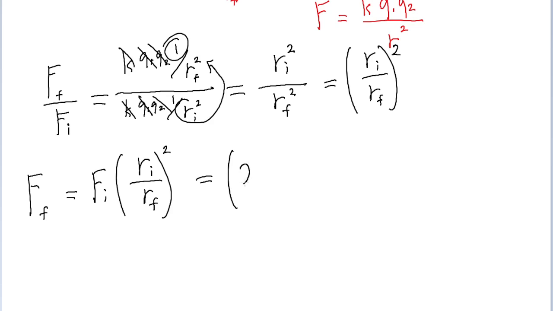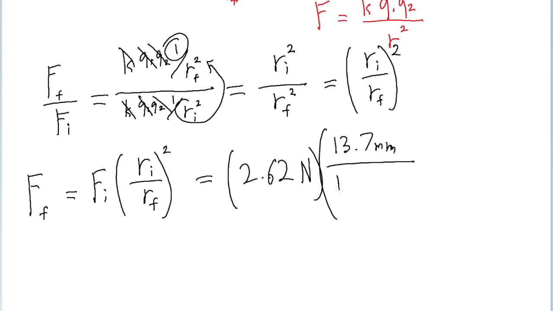So F sub I is given in the problem as 2.62 newtons. Then we're multiplying by the square of R sub I over R sub f. So the initial distance is 13.7 millimeters divided by 17.7 millimeters. And note that there's no reason to do any unit conversion on the distance in this case because we've got millimeters over millimeters, so those units completely cancel out. Even if we were to convert those distances into meters, it wouldn't matter anyway because that ratio isn't going to change. But if we put this into a calculator, we find a magnitude of the final force of 1.57 newtons.